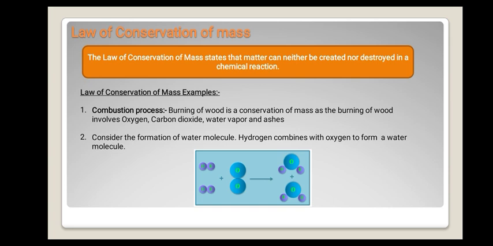Make a note of this. Now on the reactant side there are 4 atoms of hydrogen, and on the product side there are also 4 atoms of hydrogen. On the reactant side there are 2 atoms of oxygen, and on the product side there are 2 atoms of oxygen. That means, so that is the law of conservation of mass.